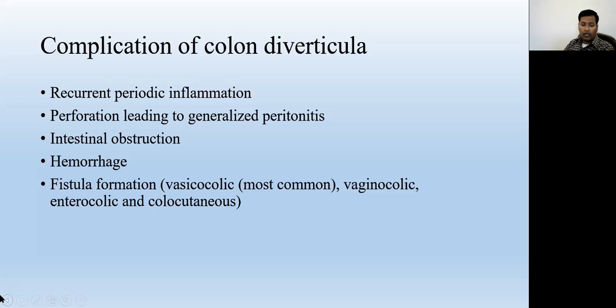Other complications are intestinal obstruction, hemorrhage, and fistula formation. Vesicocolic fistula means a fistula from the urinary bladder to the colon. Vaginocolic fistula: in females, the vagina communicates with the colon. Enterocolic fistula: when the small intestine communicates with the large intestine. And colocutaneous fistula: when the colon has an external opening on the skin, also called a fecal fistula. So these are different kinds of fistula which can develop as a complication of diverticulitis.